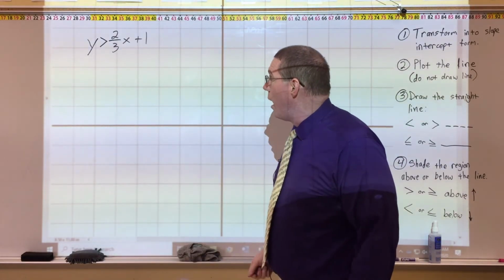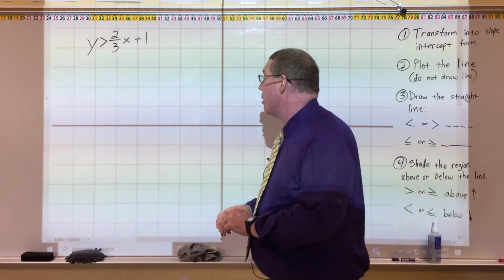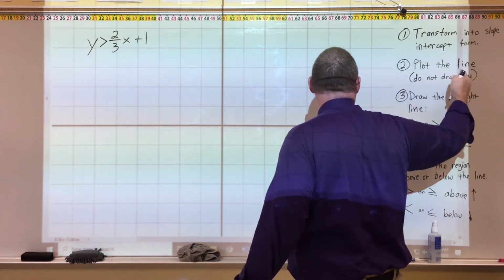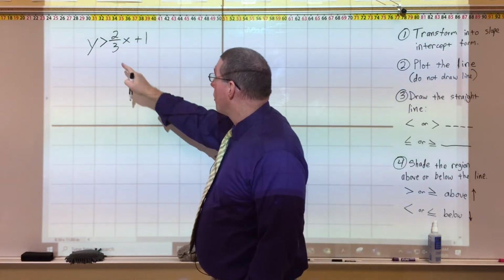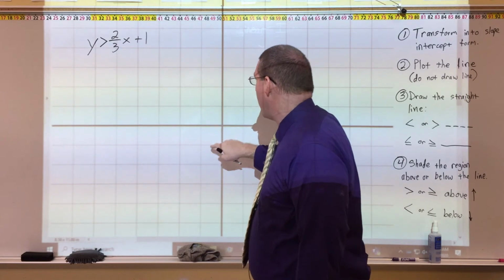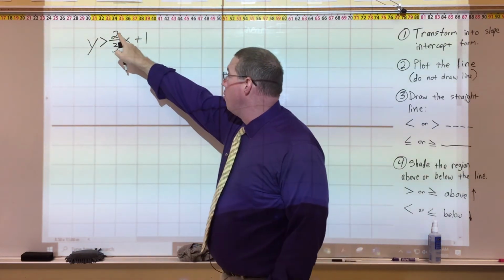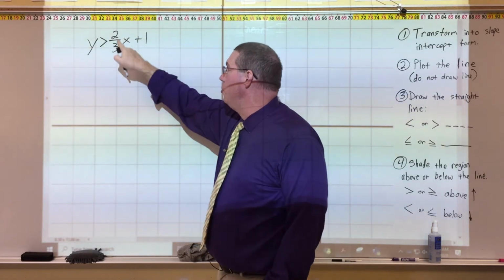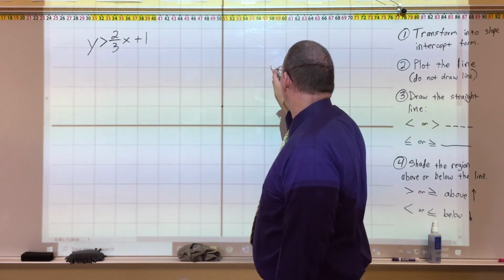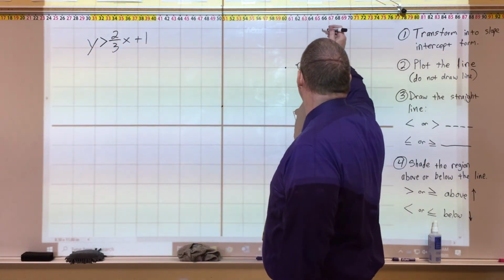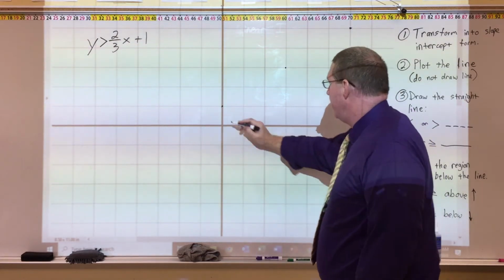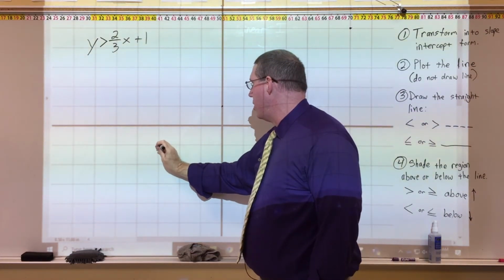Okay, so we've got our y is greater than 2/3 x plus 1. So the next step is to plot the line, but don't draw it. Okay, so we're going to a y-intercept of +1. So here's the origin up to +1. And we have a slope of 2/3. So that's up 2 over 3. Up 2 over 3. I can even go down 2 and back 3.